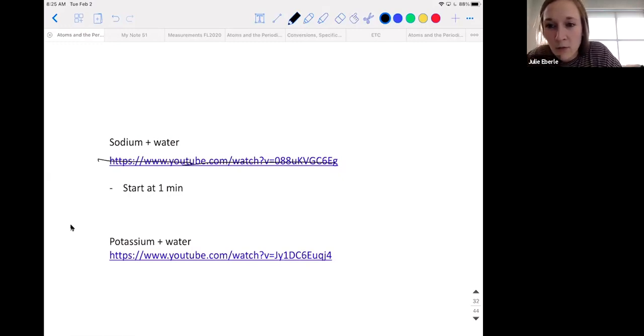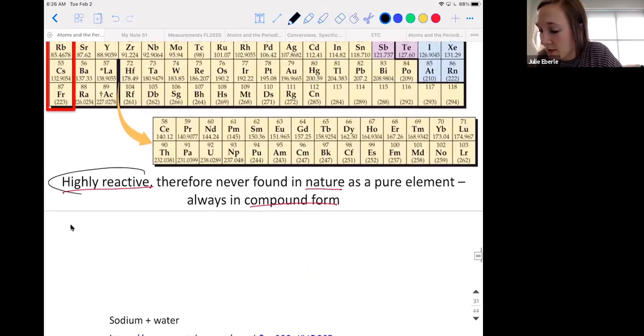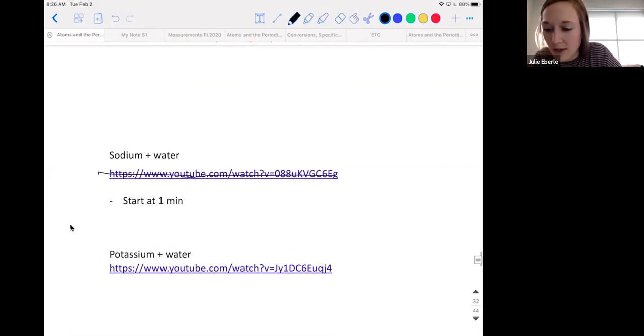Would you say both of them were pretty visual, right? You could see the reaction. You could see the sodium moving around on the water, and even with potassium, it was much quicker. So that reinforces this idea that they're what we say highly reactive. Okay. What was the difference between sodium and potassium?